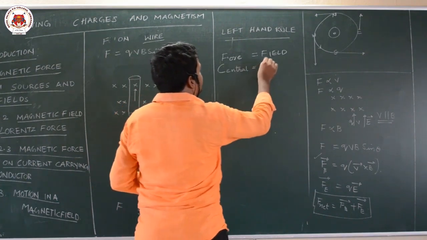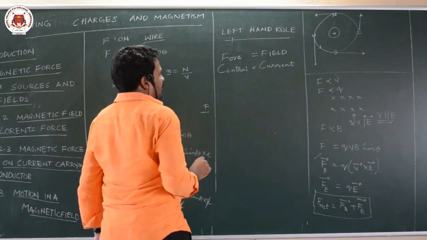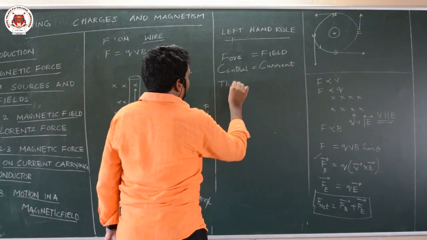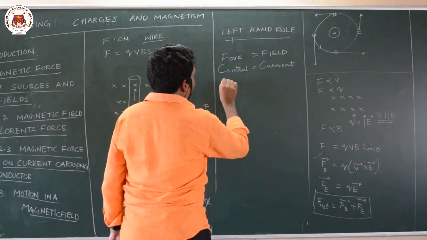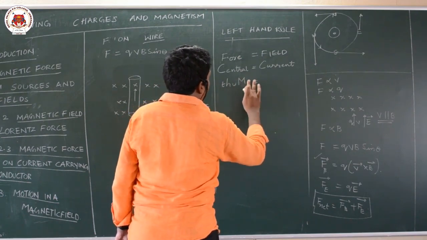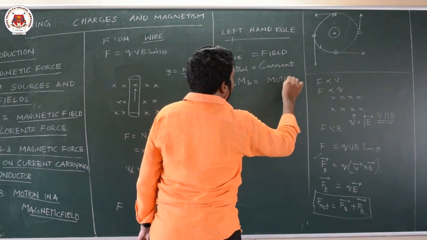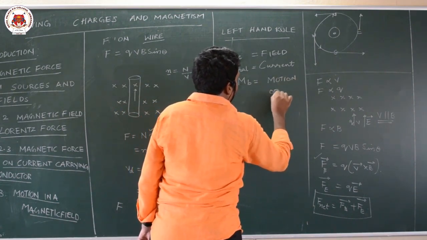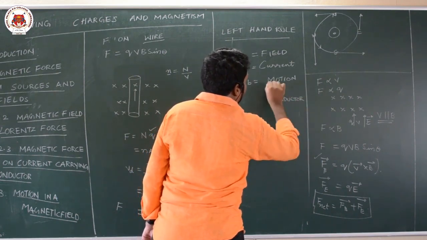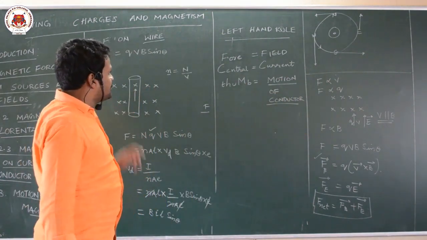Central finger is pointed towards current. Then thumb gives the motion of the conductor. In this case, let us apply this formula, this equation.